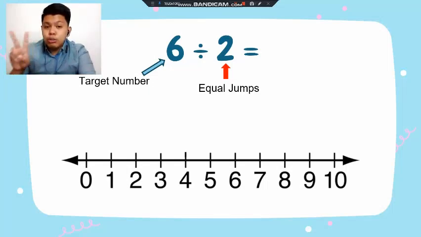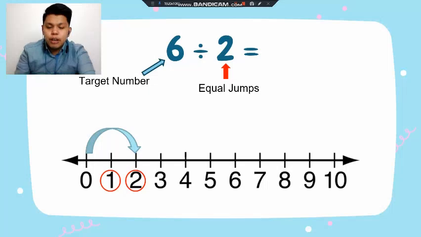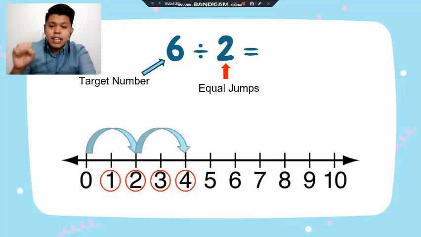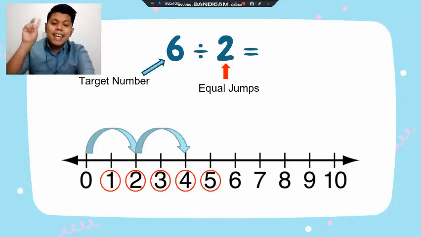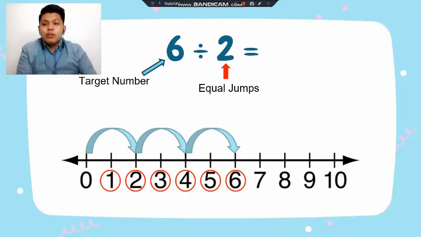So let's count 2 jumps. So 1, 2. So that is our first long jump. Continue. Count 2 more. 3, 4. So that is 2 again. Now that is our second long jump. We're not yet in 6, so let's count 2 more. 5 and 6. Okay, so now that we ended at 6, that is our target number. So that is the last jump that we will make.